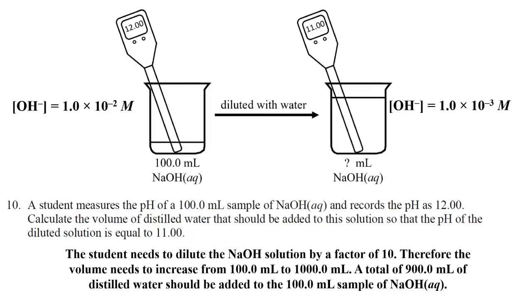So what volume of distilled water should be added to this solution? The answer is a total of 900 milliliters of distilled water should be added to the 100 milliliter sample of aqueous sodium hydroxide. All right, well, that is the answer to question 10. Now let's move on to the next question in this packet.